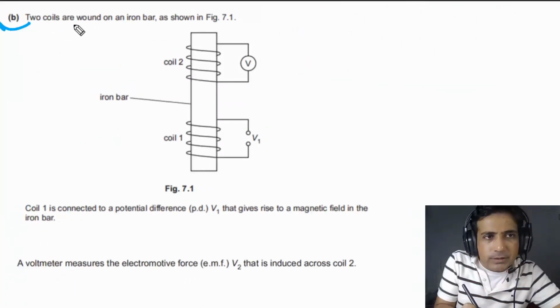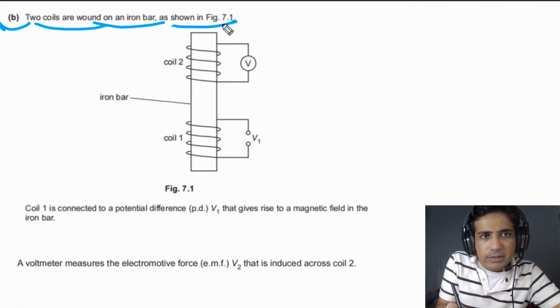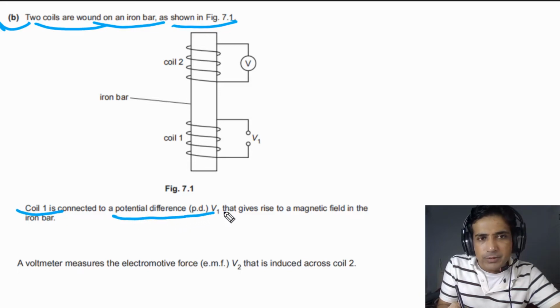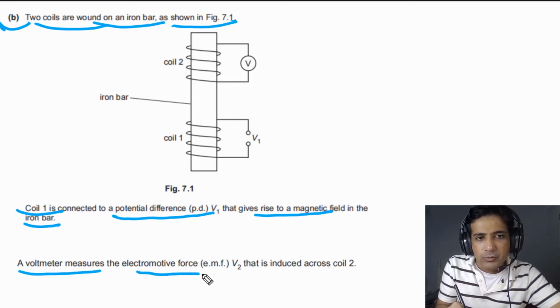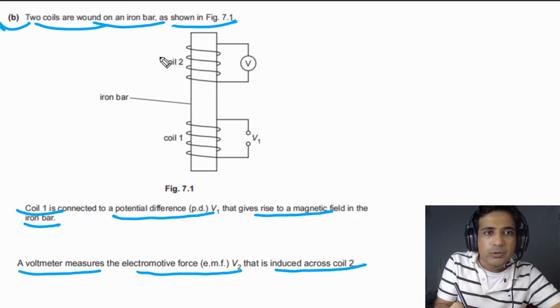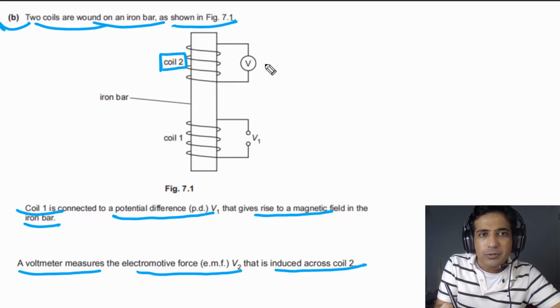For part B, it is given to us 2 coils are wound on an iron bar as shown in figure 7.1. Coil 1 is connected to a potential difference V1 that gives rise to a magnetic field in the iron bar. A voltmeter measures the electromotive force V2 that is induced across coil 2. So here we have coil 2 and here we have voltmeter, and this voltmeter measures electromotive force across this coil. And this one is the iron bar.